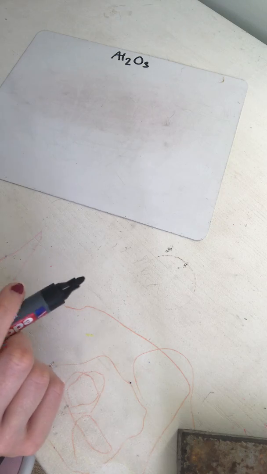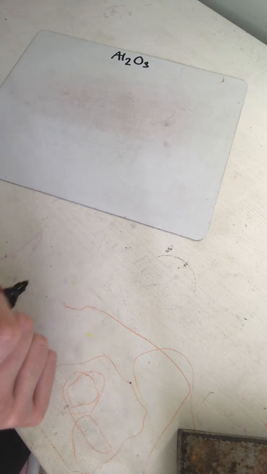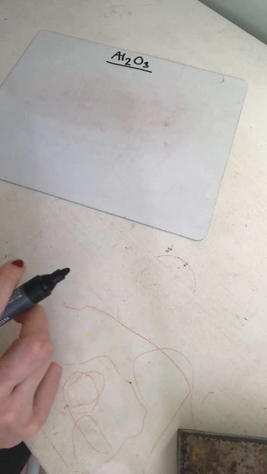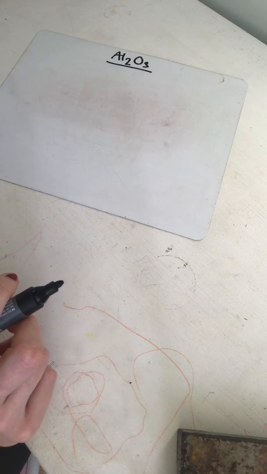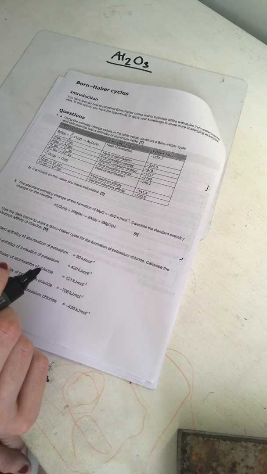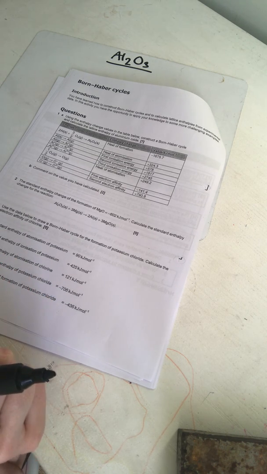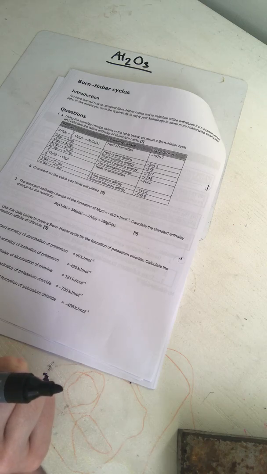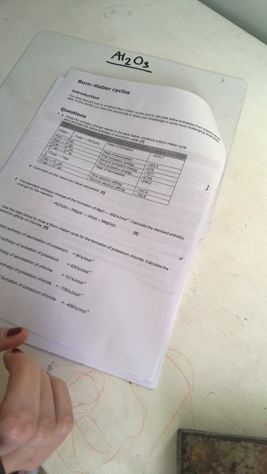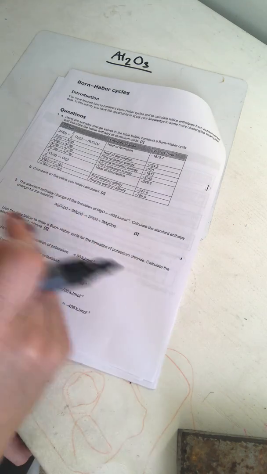I'm going to do a video today on how to construct a Born-Haber cycle for aluminium oxide, formula Al2O3. This is question 1 on worksheet 2 of Unit 9. I've done a previous video, when I could still get into school, on how to do a Born-Haber cycle for question 3, potassium chloride, which is actually more straightforward than aluminium oxide because the ratios are 1-to-1.